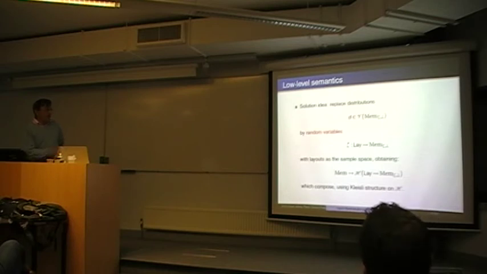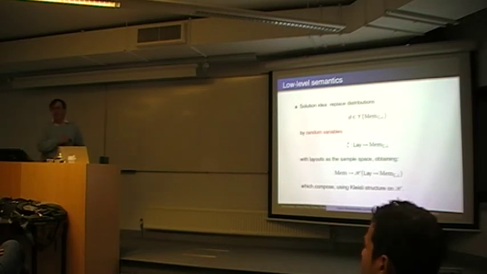So the solution idea is to replace distributions by random variables, with layouts as the sample space. You'd like to use this, it's the natural thing to use. But that doesn't work either, and it's essentially because of the problem that I said before. If you think about how to compose these things, it's like H of probability of H of probabilities. You're going to have to do some kind of distribution of one or the other. That takes us right back to the problem we had in the first place, and it doesn't work.